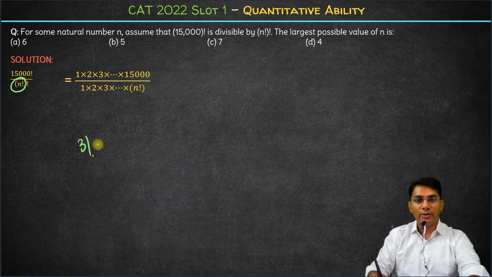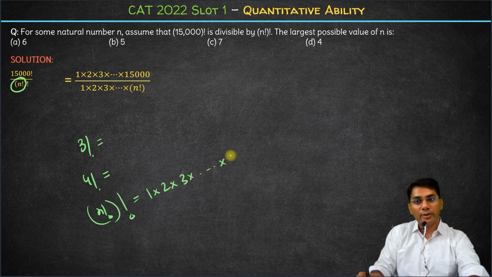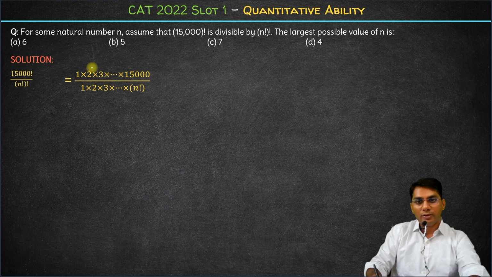Right? 3 factorial is basically the product of the first 3 natural numbers. 4 factorial is the product of the first 4 natural numbers. So n factorial is the product of the first n factorial natural numbers. So the highest will have 1 into 2 into 3 till n factorial. Okay. So this is what we have. So the numerator is completely divisible by the denominator.